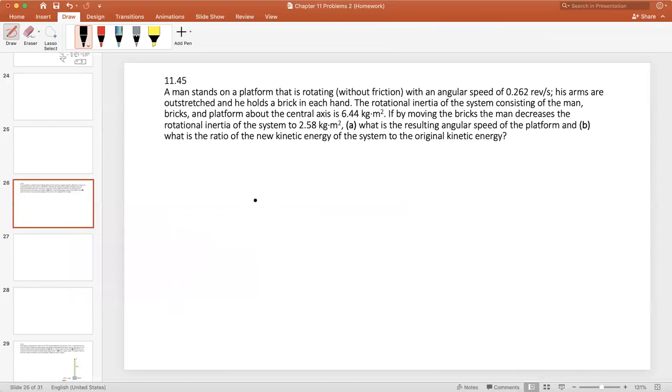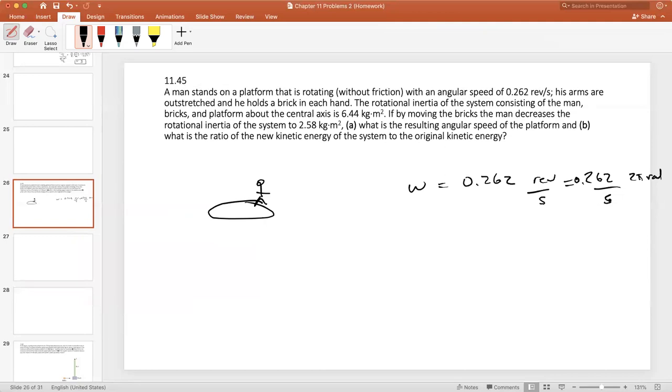So we have some platform that's rotating and we have some guy standing on it, okay? And it has an angular speed omega, and careful here, this is revolutions per second. That means that if we want this in rads, we need to put it in 2 pi rad per revolution per second. Remember that. We'll come back to that. His arms are outstretched. He holds a brick in each hand.